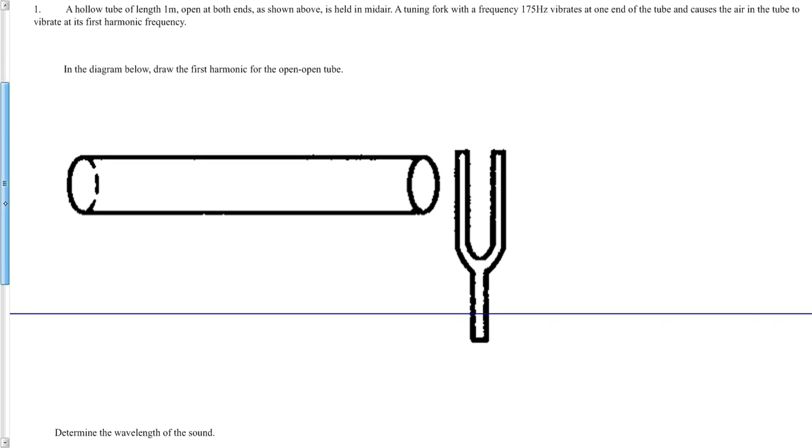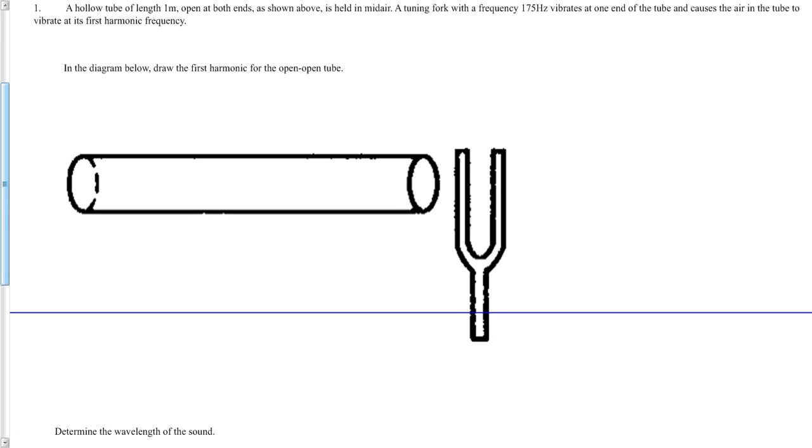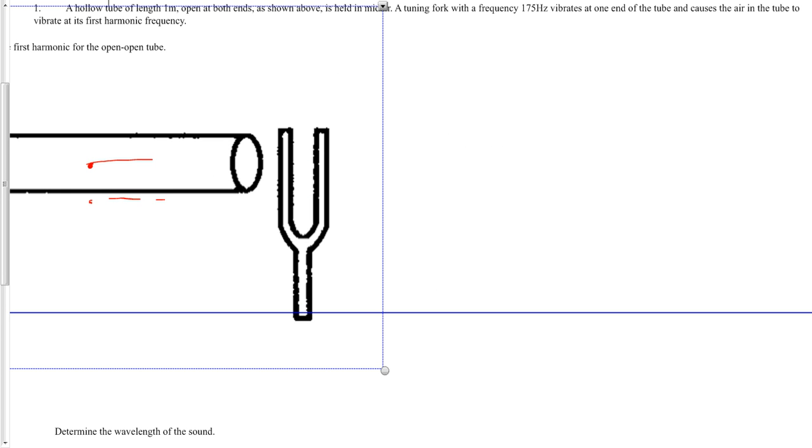Now, what does the first harmonic look like for an open tube? At the open ends, what do you have to have? An antinode at open ends. So you've got an antinode at this end and an antinode at this end. First harmonic will have just one node. So you end up with a wave that looks like this for your first harmonic, which should be centered on the middle there. Sorry, that's terrible.